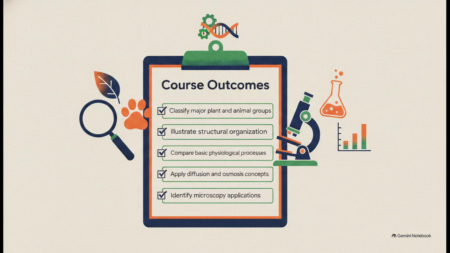But pay special attention to outcomes 4 and 5. This is where your specific background really shines. You're going to apply concepts like diffusion and osmosis to biological experiments and identify applications of microscopy and bioinformatics. Imagine a physicist using advanced microscopy to track cellular movement, or a chemist analyzing the exact catalytic rate of an enzyme inside a living cell. You aren't just observing biology, you're decoding it using the rigorous tools of chemistry and physics.